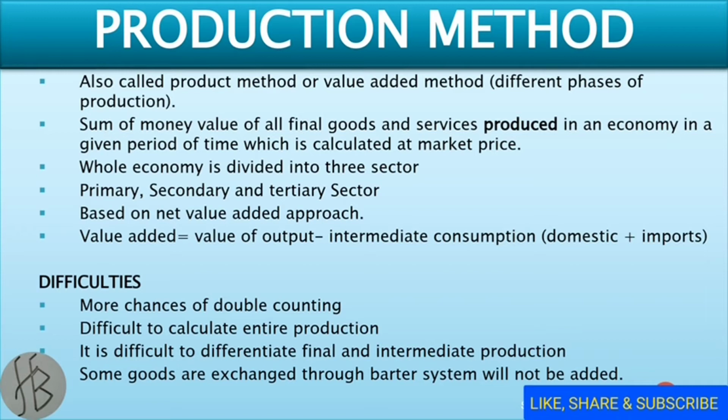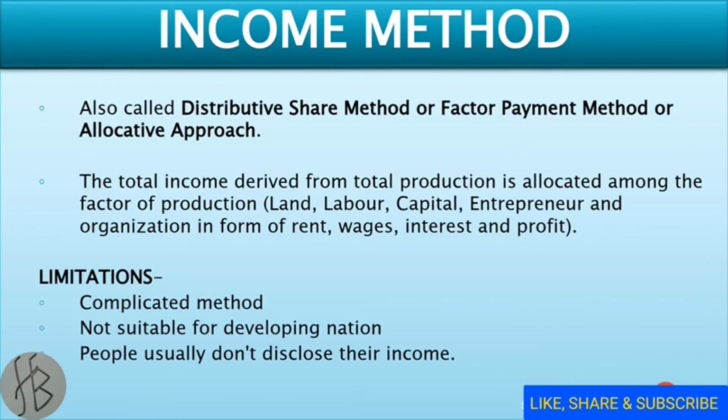Next, it is also difficult to decide the actual value of depreciation in the production process, and in this method non-monetized sector or the goods which are exchanged through the barter system is also not included in the national income. So these are the certain difficulties of the production method of calculating national income. Now, the second method is income method. It is also known as distributive share method, factor payment approach or allocative approach.